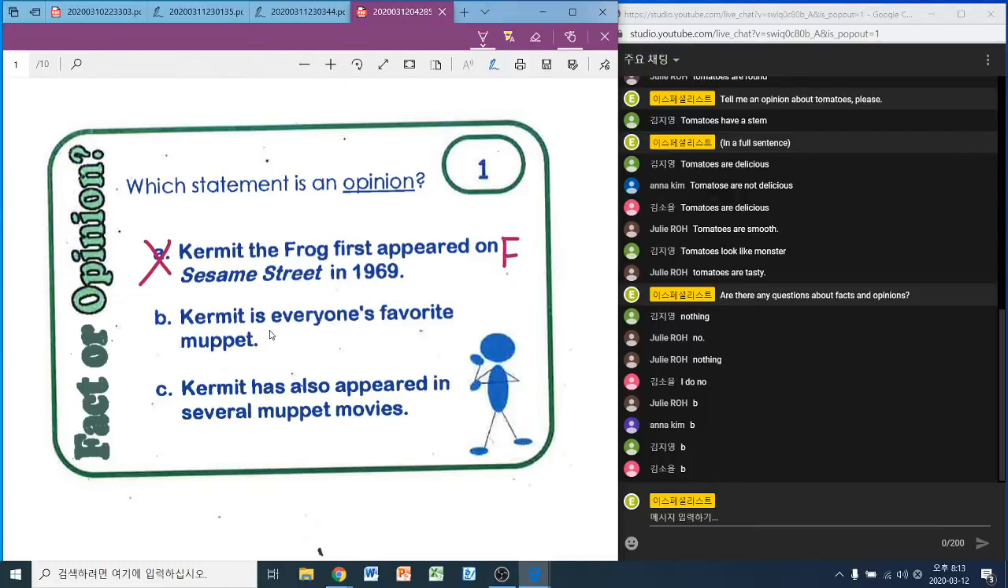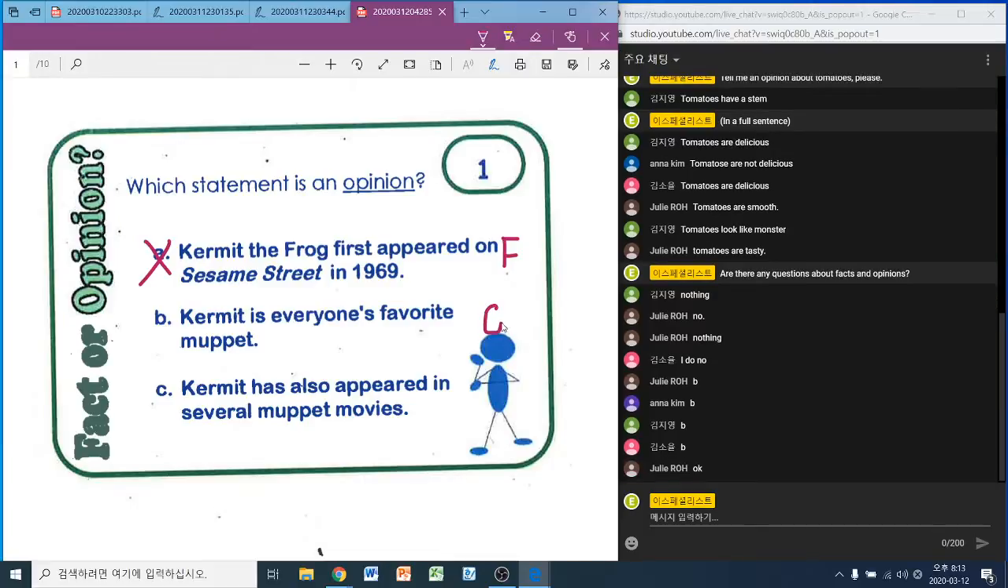Kermit is everyone's favorite Muppet. Is this a fact or an opinion? This is kind of tricky. They will say this is an opinion. Opinion, right? We can't prove this. But it's a little bit tricky. Let me explain why this is tricky.